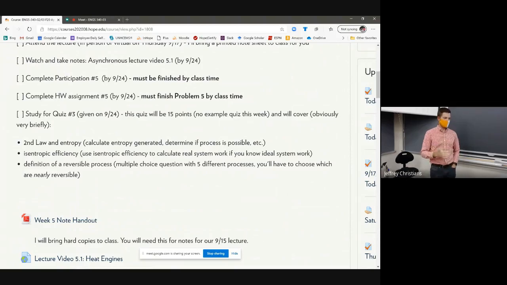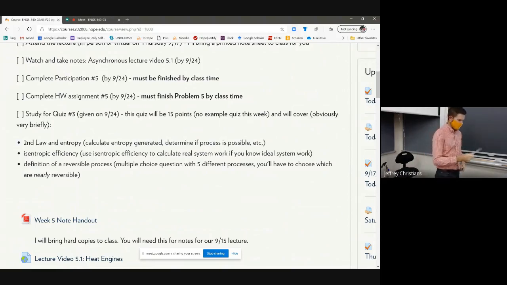So they're going to be relatively short, just making sure you have the conceptual stuff that we've covered most recently about the second law and efficiency, things like that. So that's what the quiz is going to be on.